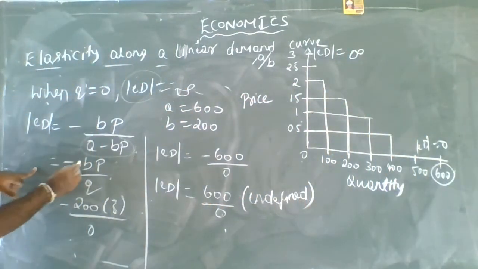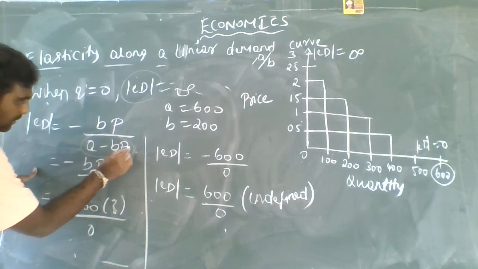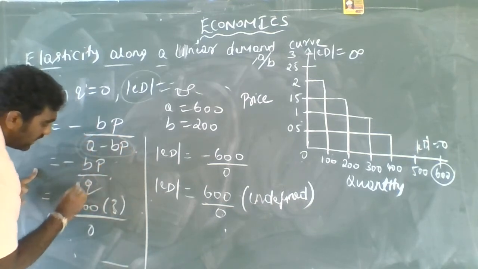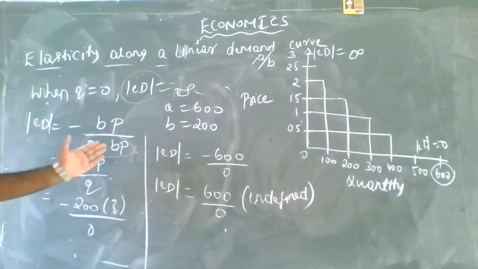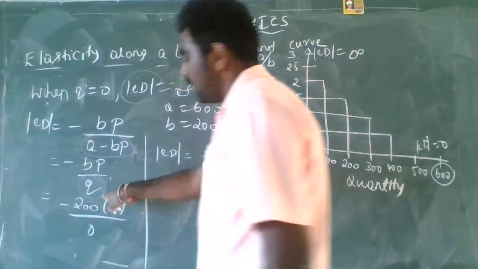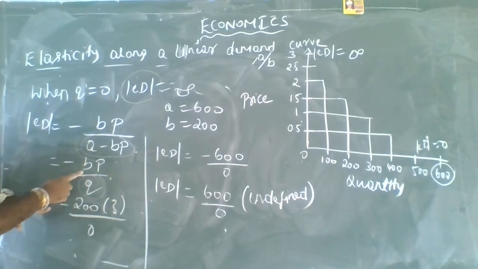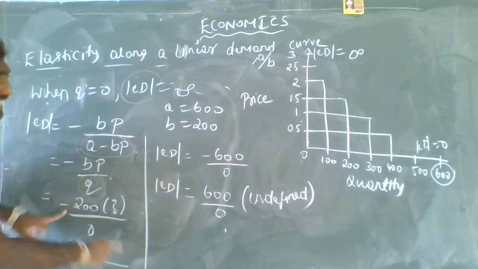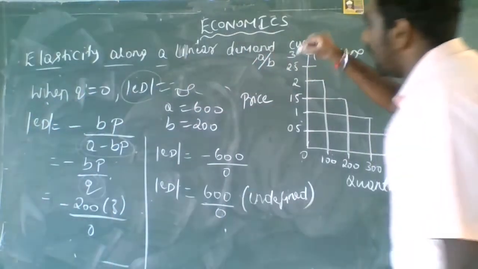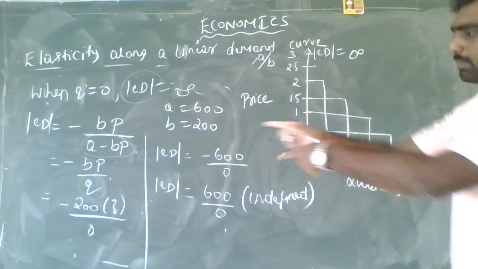So here, minus Bp divided by A minus Bp. This A minus Bp can be written as Q, right? Q equals A minus Bp, now substitute it as Q. So B is 200 and P is 3. P is 3 at this point.